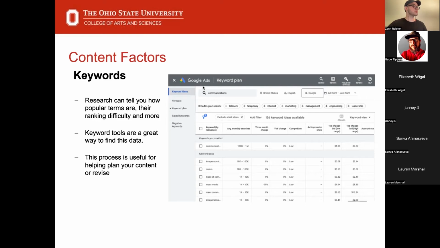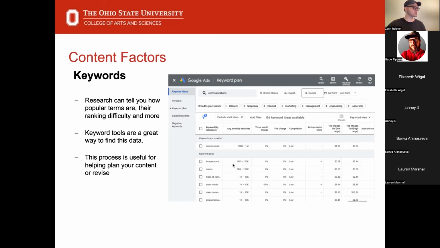Yeah, keyword tools in general are a really great way of finding this kind of data. So not only is communications working pretty well, but we also have other keyword ideas that are performing that we could use to influence what we choose to write into our content, right?